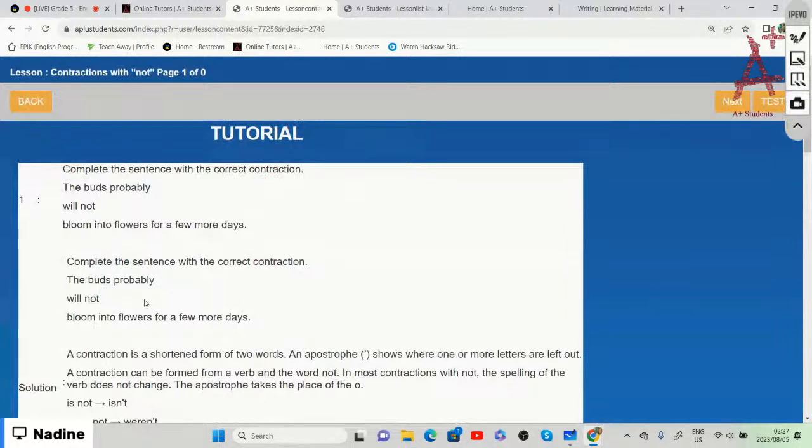The buds probably will not bloom into flowers for a few more days. So we need to complete the sentence with the correct contraction. The buds probably will not bloom into flowers for a few more days.